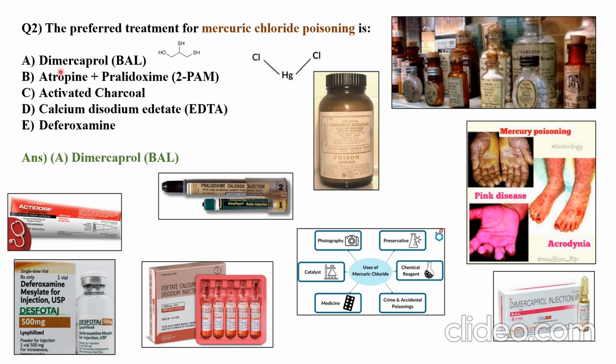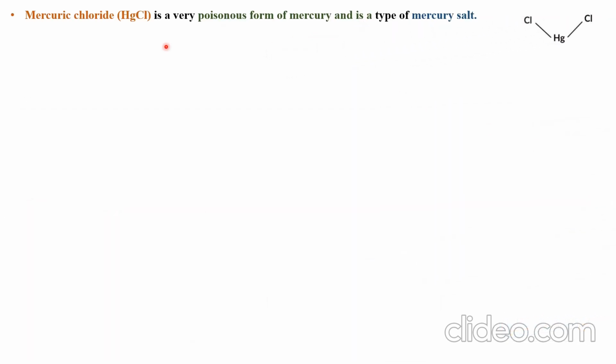So the right option is dimercaprol, BAL, for mercury chloride poisoning. The preferred treatment or antidote for mercury chloride poisoning is option A, dimercaprol. Let's understand what mercury chloride poisoning is and what the options are. Coming to the mercury chloride structure, we have already discussed it. Mercury chloride is a very poisonous form of mercury and it's a type of mercury salt.